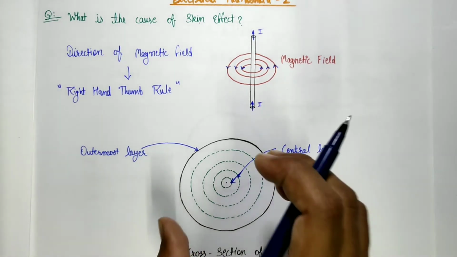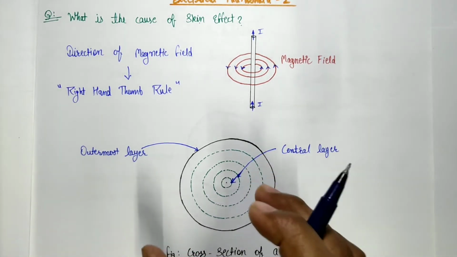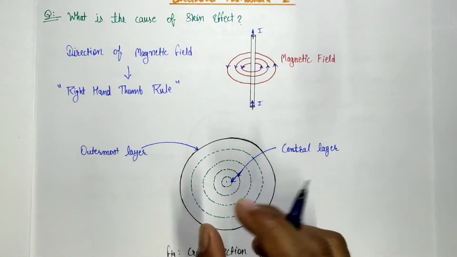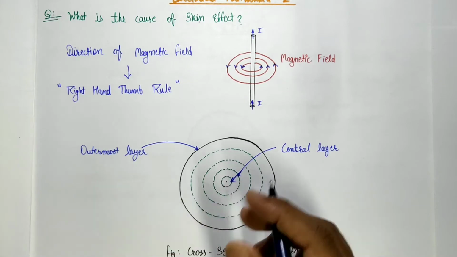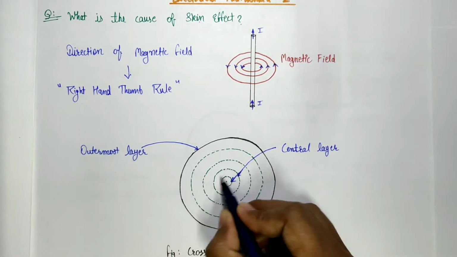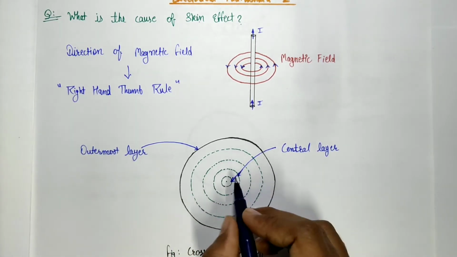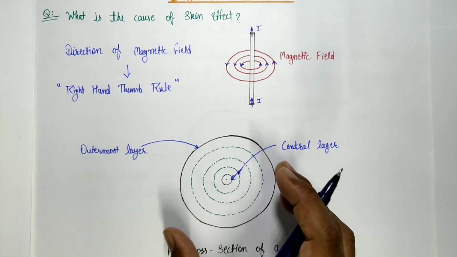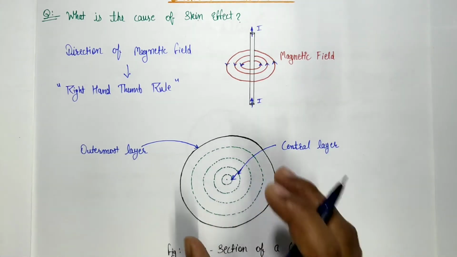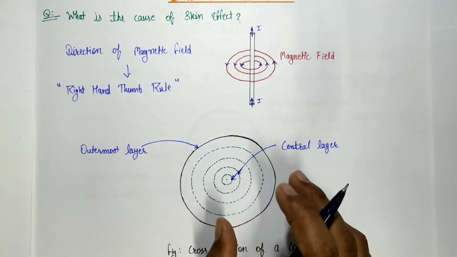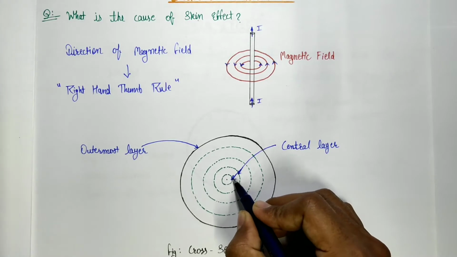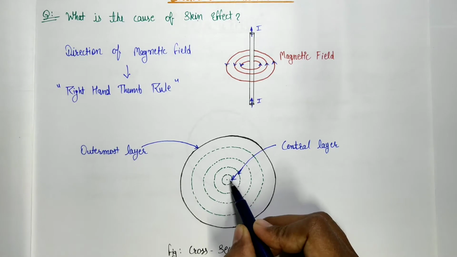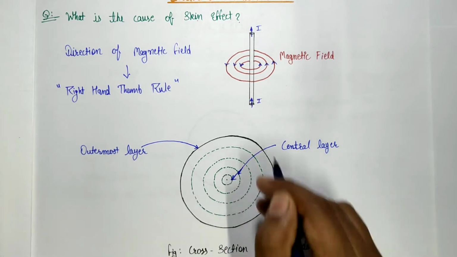So guys, when AC current flows through this conductor, each of these layers will carry a very small amount of current, and the current flowing through each layer will produce its own magnetic field around that layer. All these magnetic fields will interact with each other, which will result in magnetic flux linkage. Now guys, the magnetic flux linkage near the central layer will be maximum. Why? Because the central layer is surrounded by the magnetic field or magnetic flux of all other layers.